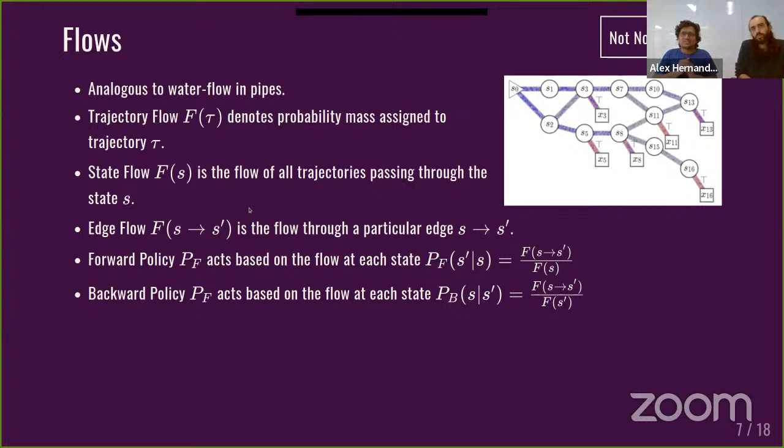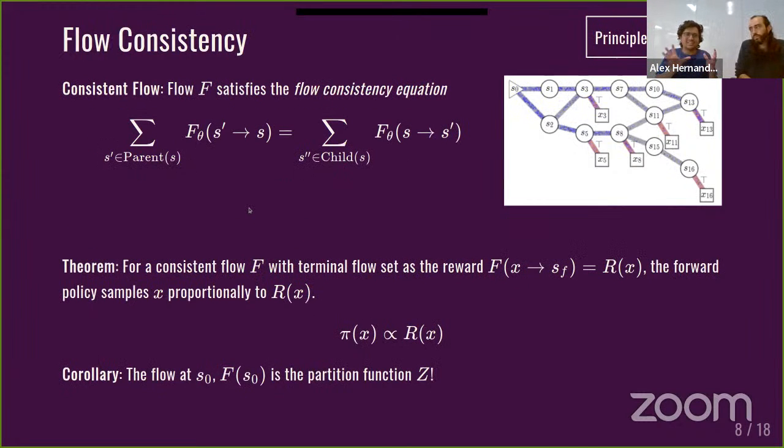Now, this is the key result which underpins all of GFlowNets. First I define what is called a consistent flow. A consistent flow is a flow which is conserved. However much flow I start with at the source node ends up at the sink node. S0 is your source node, and SF is the sink node. Whatever flow starts from S0, all of it ends up at SF.